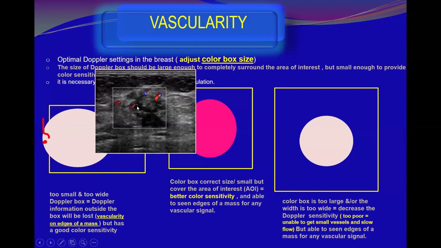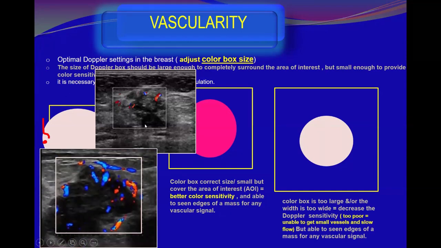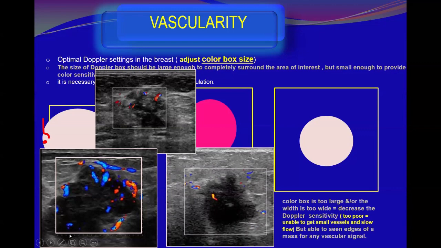Here we can see this box is small. It doesn't cover part of the lesion, which is outside the box. We might lose information, but because it is small, it gives better sensitivity. Again, this is a smaller one that gives a good signal, but definitely if there is vascularity in this area outside the box in relation to the lesion, it will be missed.